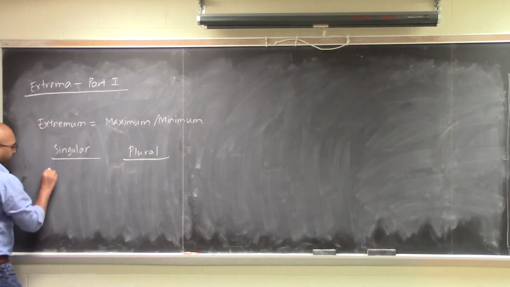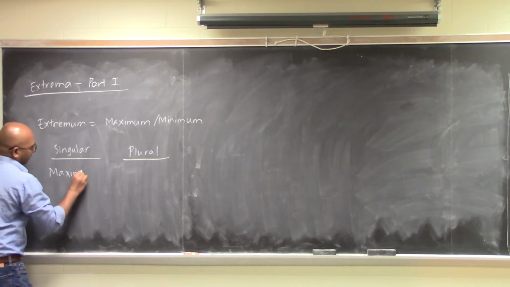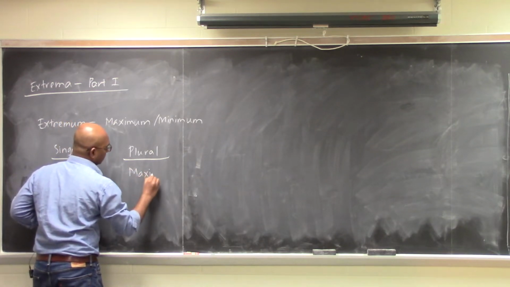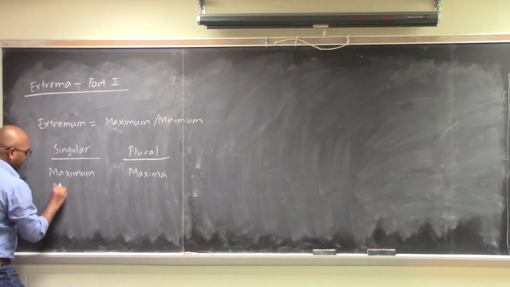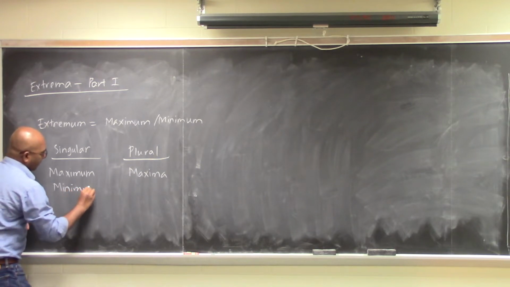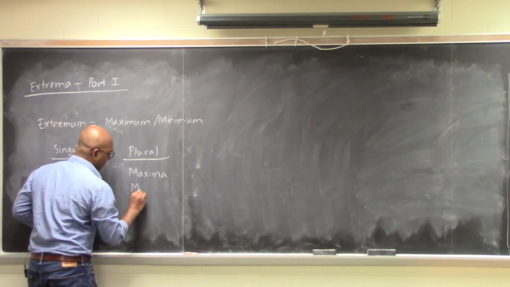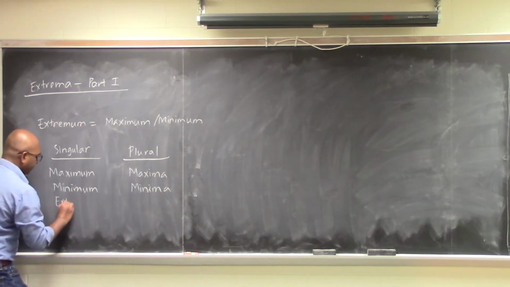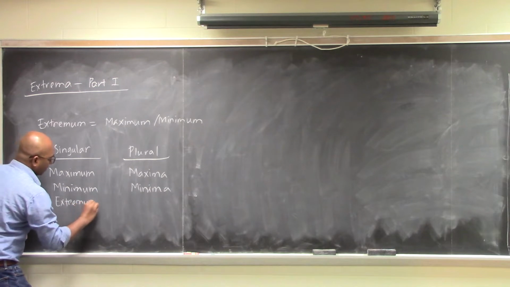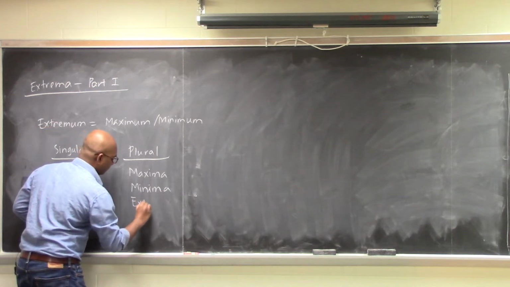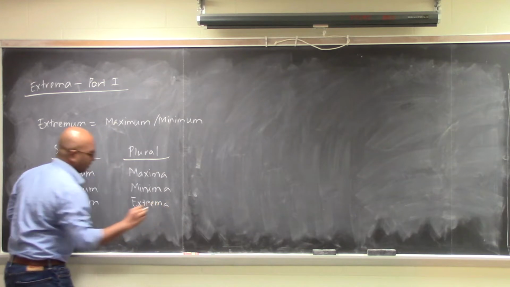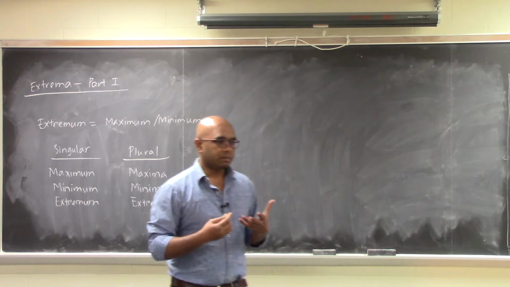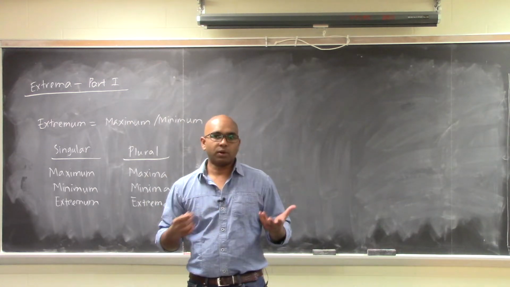And this, if I have maximum, the plural of maximum is maxima, and the plural of minimum is minima, and the plural of extremum is extrema. Okay. All right. Now we all have some kind of notion of what a maximum or minimum means.